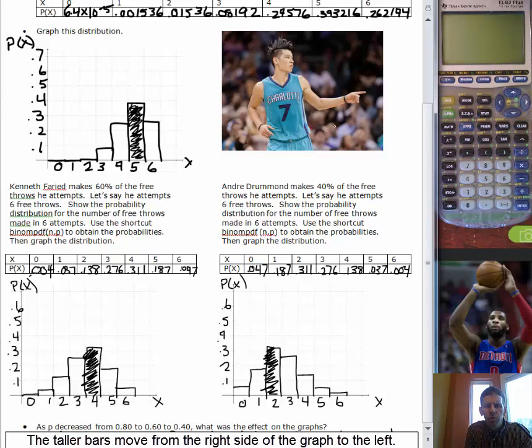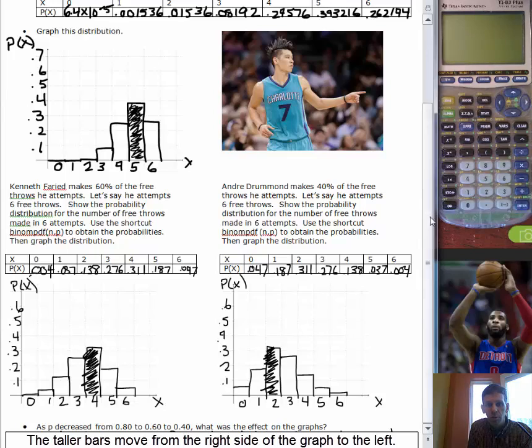And you will always get reflection images when the probabilities are complements of each other, which is sort of like saying they're inverses. 60% versus 40%, these two probabilities add up to 100%, and anytime you have this relationship, you'll have graphs that are reflections of each other.